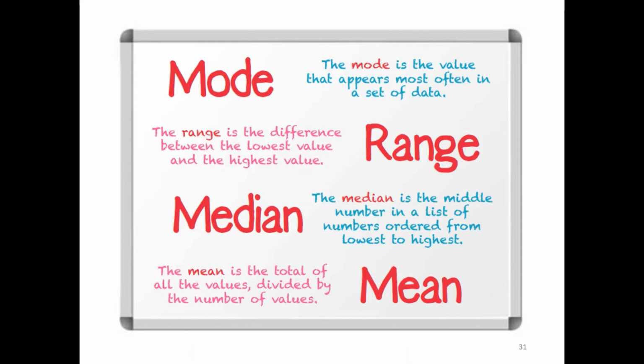Then what is mean? Mean is the total of all the values divided by the number of values. So say if I have 20 values, so I will take a sum of all the 20 values and divide it by 20, and that would be the mean of those values.